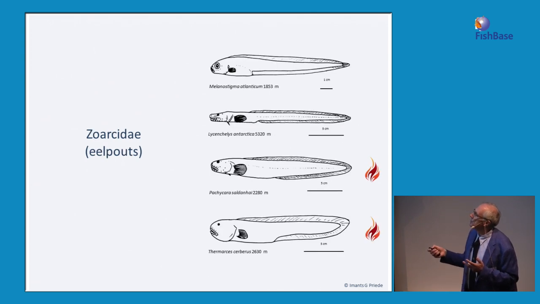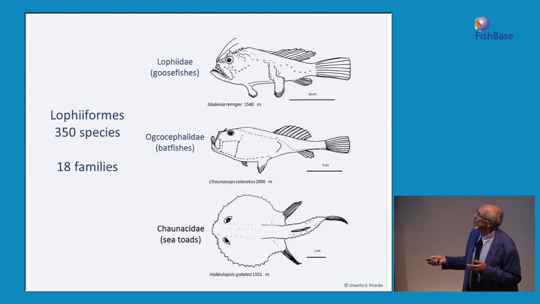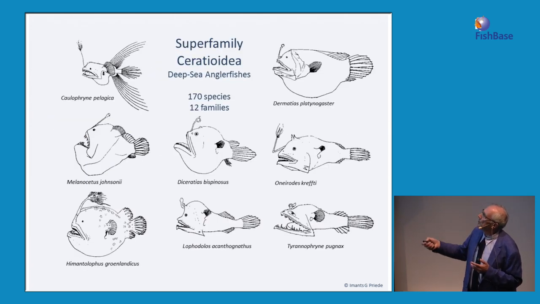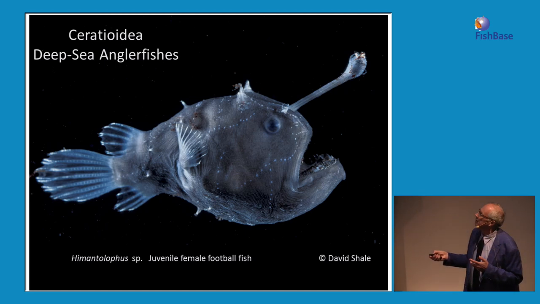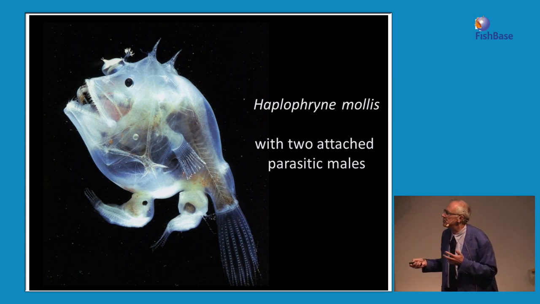And the zoarcids, the eel pouts, are similar. This is from an Atlantic hydrothermal vent, and this is from a Pacific Ocean hydrothermal vent. And then finally, I can't miss out the anglerfishes, the ceratioid anglerfishes, which have a remarkable range of adaptations, which many of you know about, including the fact that the males are parasites on the females in many species.